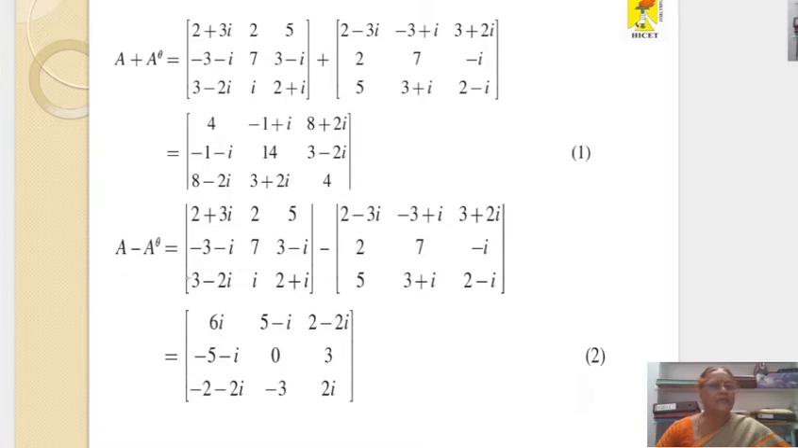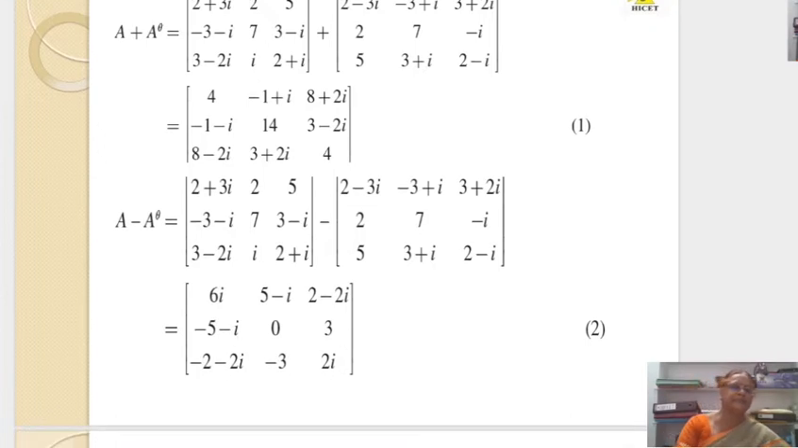Next, we have to find out A minus A power theta. We have to subtract the corresponding elements. When we are subtracting the corresponding elements, the sign will get changed. Then we will get the answer as 6i. 2 minus of minus 3 minus i will give you 5 minus i. Then 2 minus 2i. All these corresponding elements we will get.